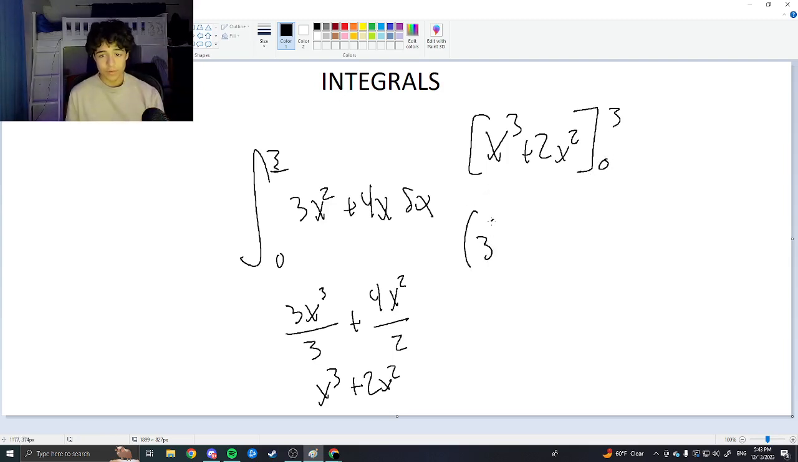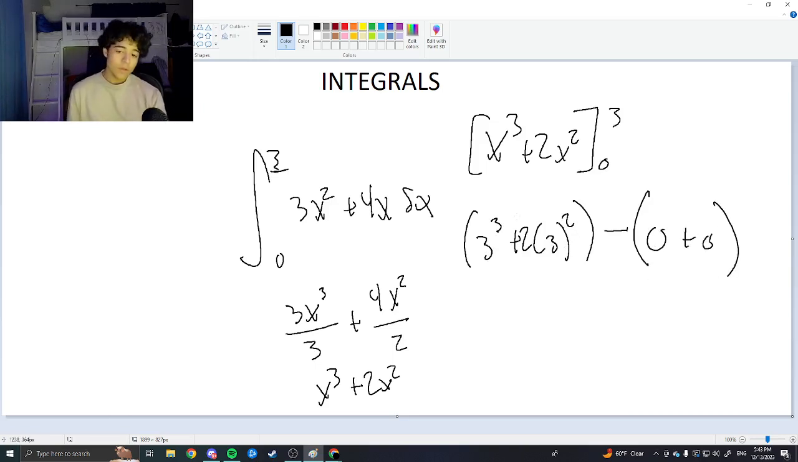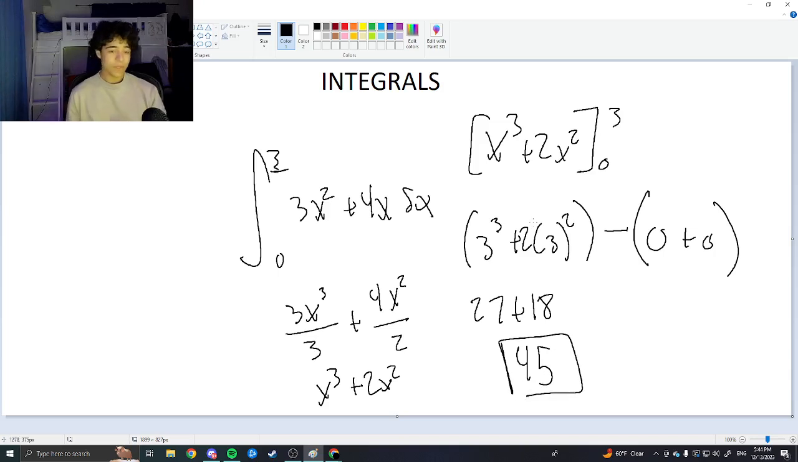So we have 3 cubed plus 2 times 3 squared. And then minus, and you plug 0 in. So you get 0 plus 0. So we simplify this, we get 27 plus, what's this, 18? So you're going to end up with 45. And that's going to be your solution for this.